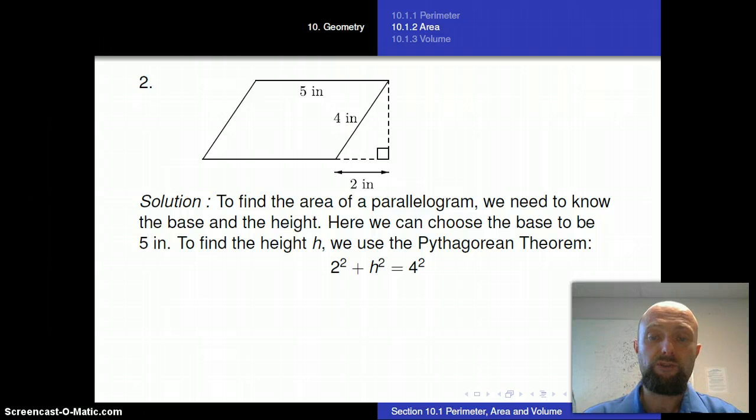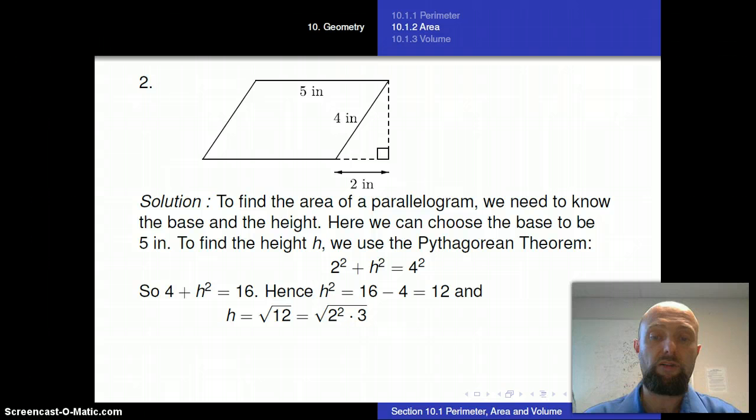We get 2 squared plus h squared is 4 squared. So 4 plus h squared is 16. Hence h squared is 16 minus 4, which is 12. And so h is the square root of 12, which we can simplify since 12 is 2 squared times 3. We can rewrite this as 2 square root 3 inches.